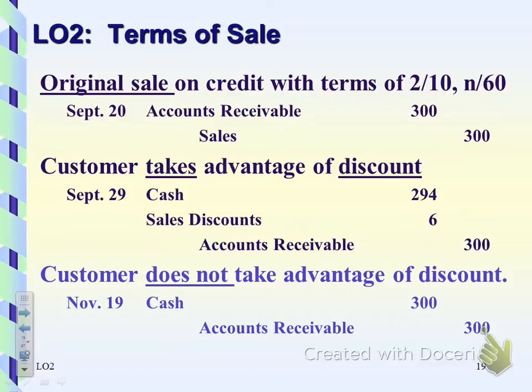Yeah, Sam. What's the sales discount? That's just how much you're taking off the price. Literally, if you take $300 and multiply it by 2%, the discount is the $6. So the discount is just taking the 2% and multiplying it by the account receivable, and that's how much the discount is. Good question, Sam. Does that make sense?